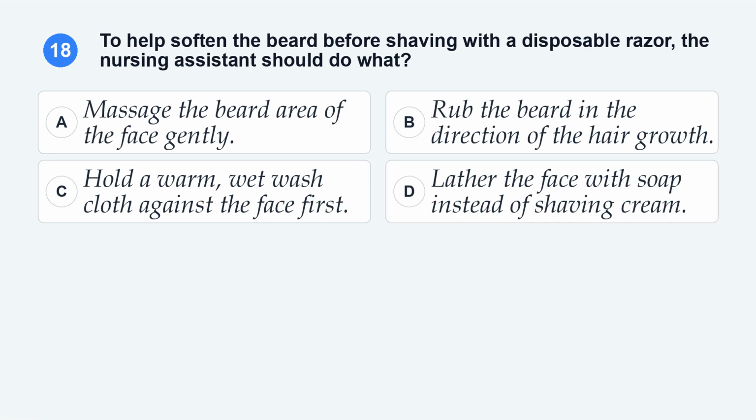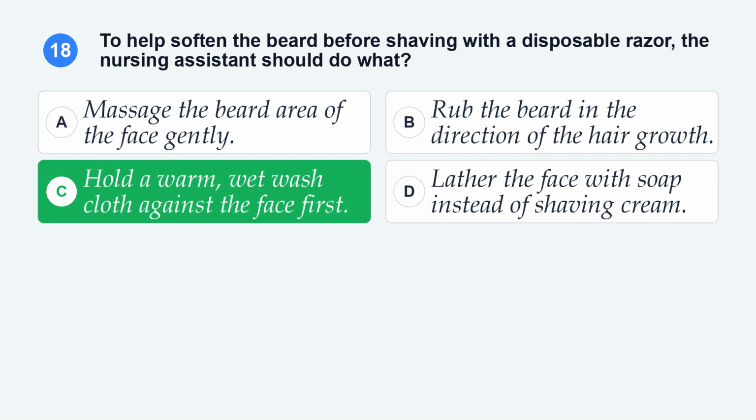Question 18. To help soften the beard before shaving with a disposable razor, the nursing assistant should do what? Option A. Massage the beard area of the face gently. Option B. Rub the beard in the direction of the hair growth. Option C. Hold a warm, wet washcloth against the face first. Option D. Lather the face with soap instead of shaving cream.